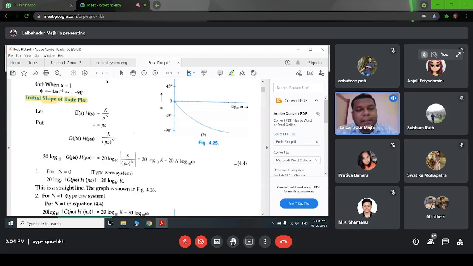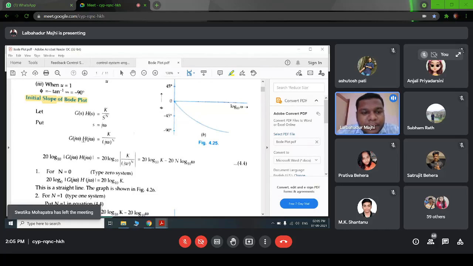Let us say we have our open loop transfer function, G(s)H(s) equal to K divided by s to the power n. For frequency response analysis, we put s equal to j omega. So G(j omega)H(j omega) is equal to K by (j omega) to the power n. To plot the magnitude plot, we take 20 log of the magnitude of K by (j omega) to the power n, and we get 20 log K minus 20 n log omega.